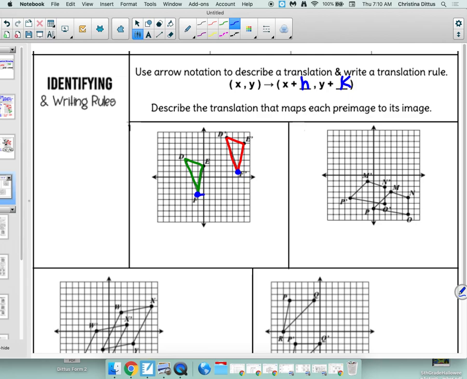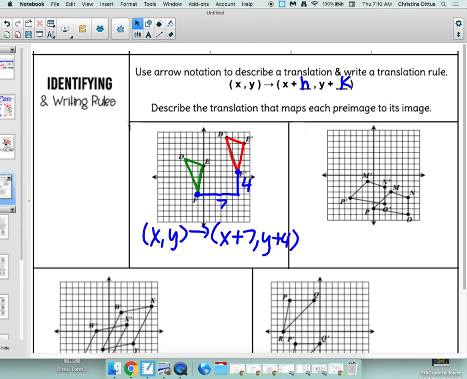So we're going to go right 1, 2, 3, 4, 5, 6, 7, and up 1, 2, 3, 4. Well, right and up are both pluses, so our fancy notation (x, y) becomes (x plus 7, y plus 4). This is the notation that you'll use. That's what your other rules look like.